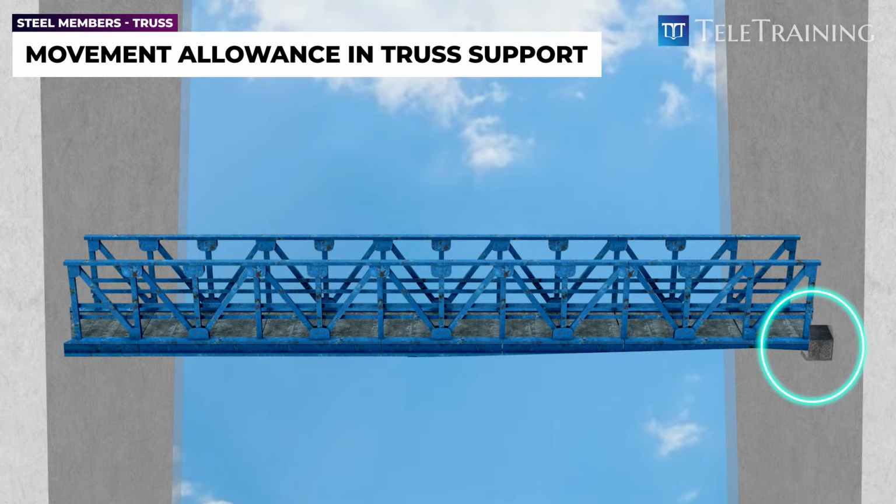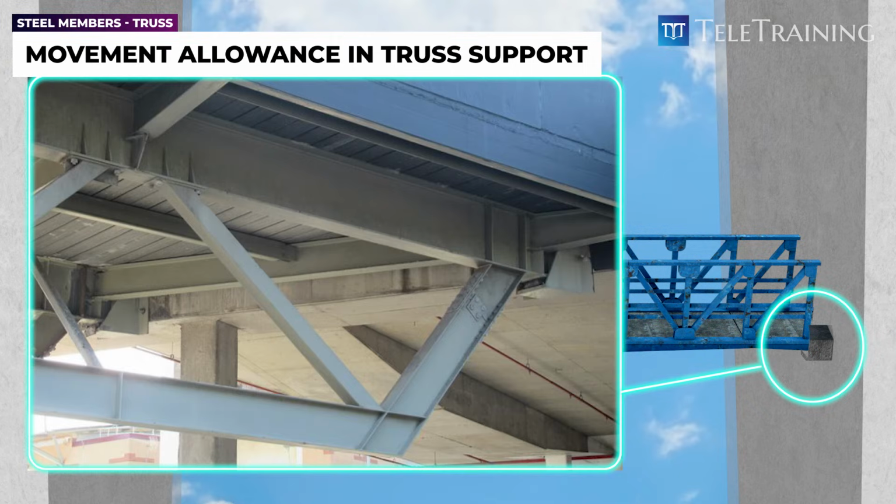Horizontal movement allowance at supports is essential in a bridge of this kind to avoid this effect. This is achieved by special bearing supports that allow the bridge to slide while bearing the truss weight and transferring it to other elements.